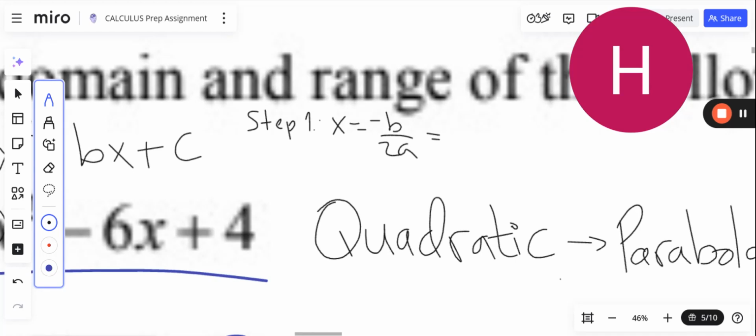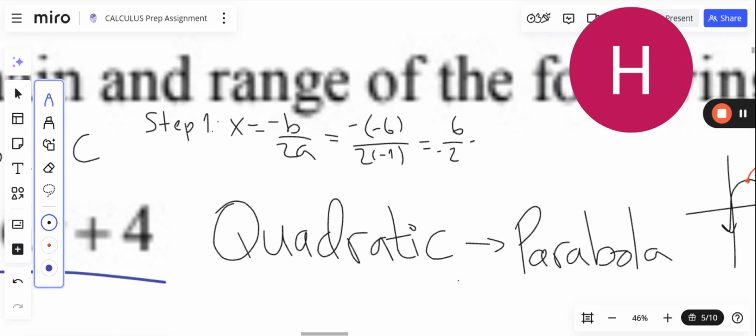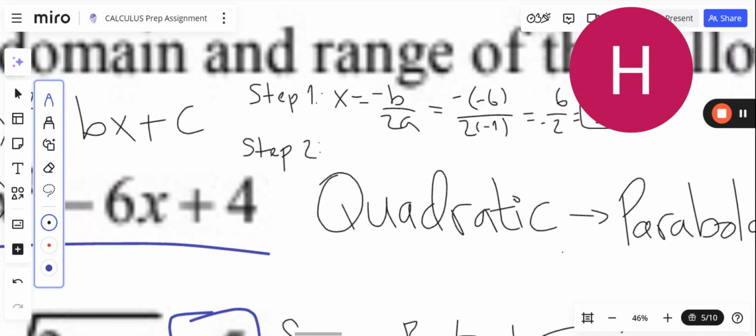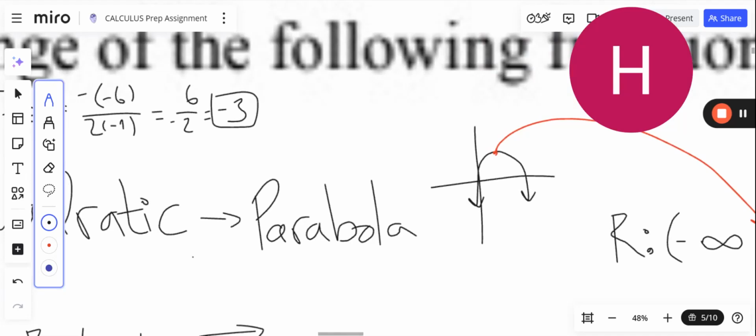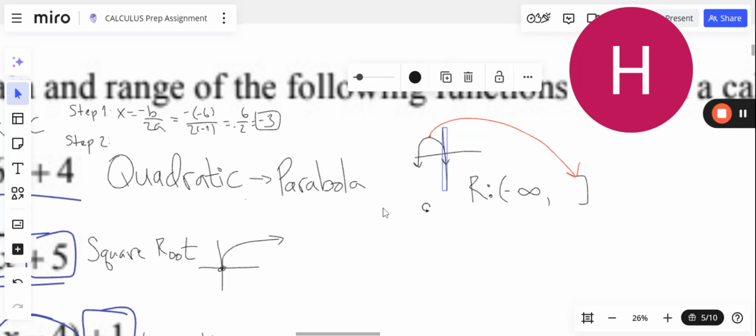So here we're going to have x equals negative 6 over 2 times negative 1. And so this is going to be 6 over negative 2, or negative 3. Now that is the x value. That's step one. Step two is to plug in the x value in order to get the y value, which is going to be where the maximum happens. So what does the negative 3 tell us? The negative 3 tells us where the vertex is on the x-axis. So that's going to be right here, approximately at negative 3.